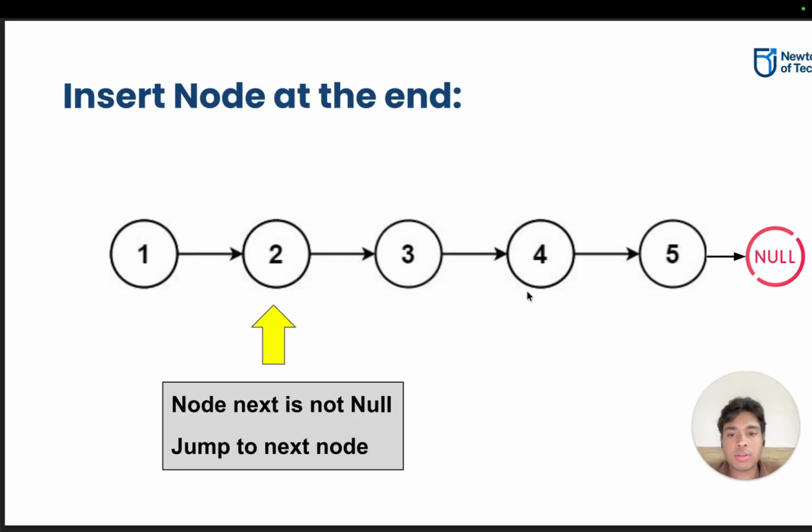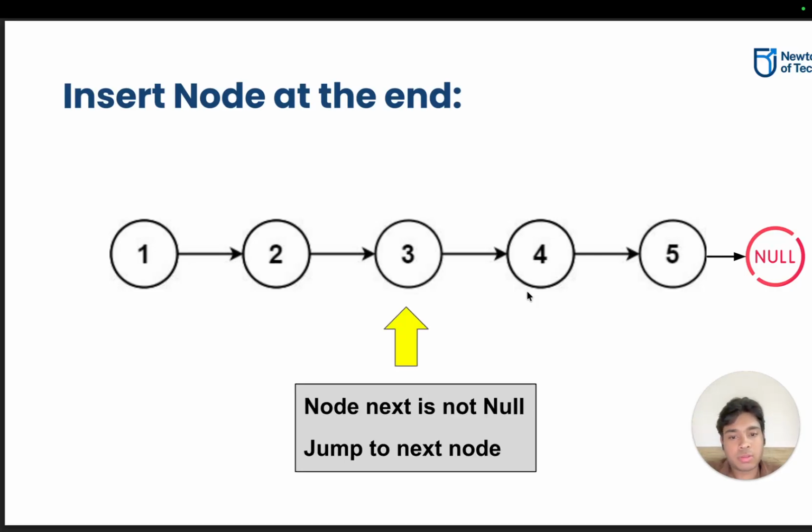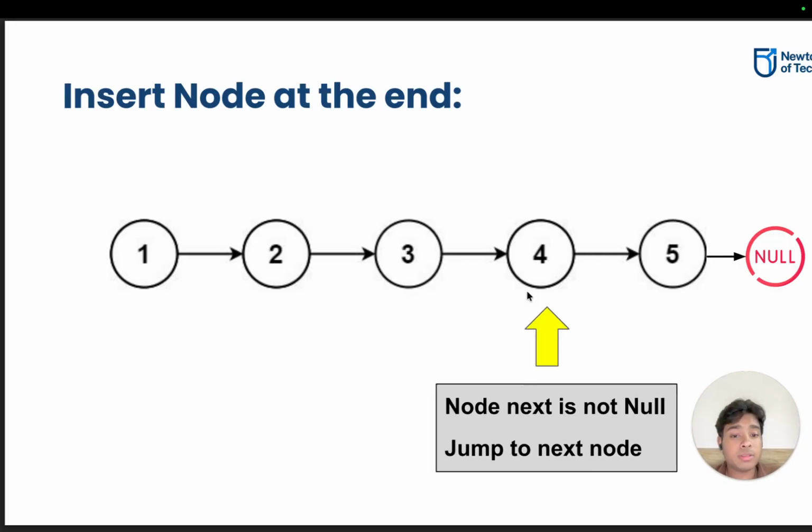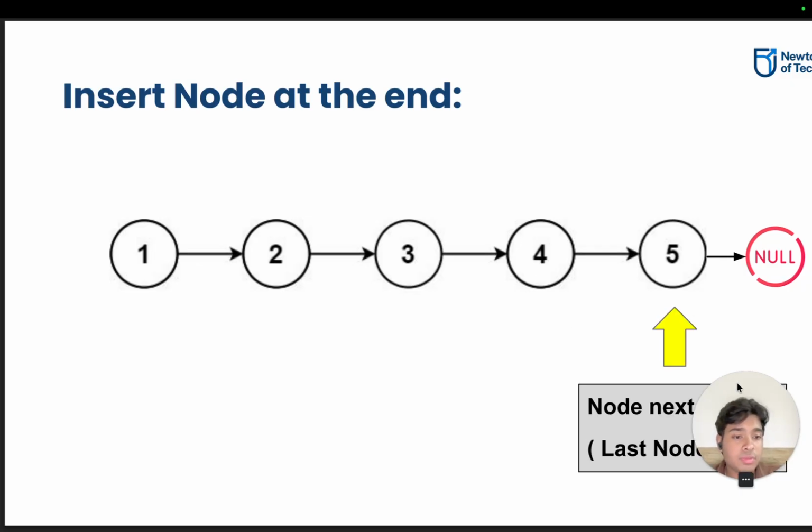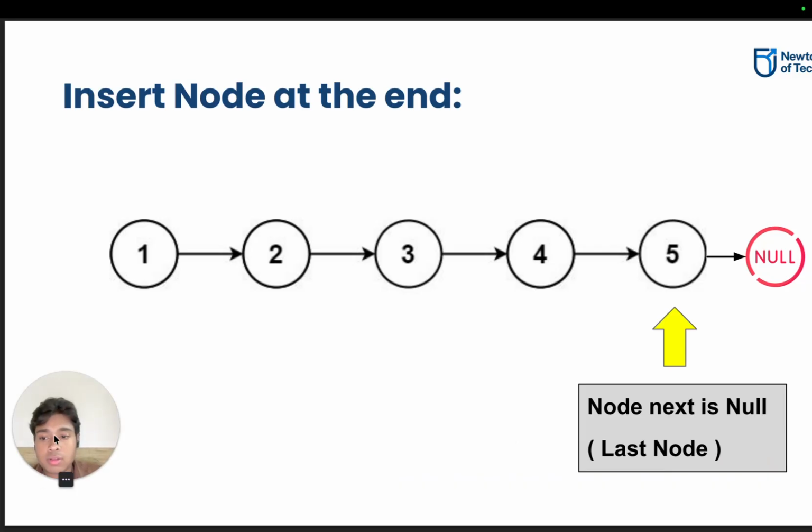Okay, then we came to 2 as I told you. So again the node jumps to the next, not null, then it jumps to 4, whose next element is also not null, then 5. After 5, the node's next is null. So 5 is our last node in this case.